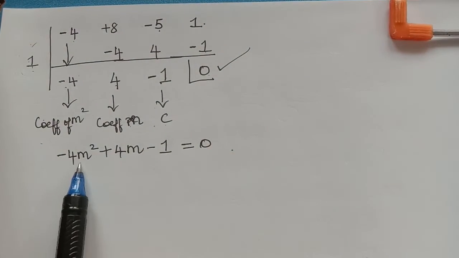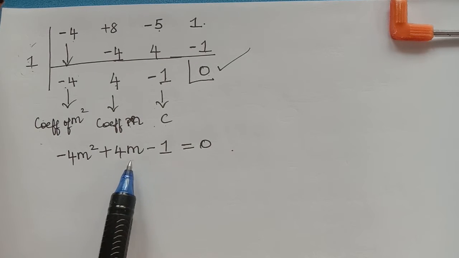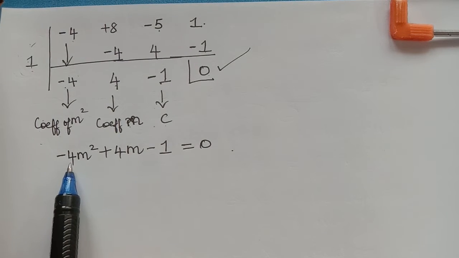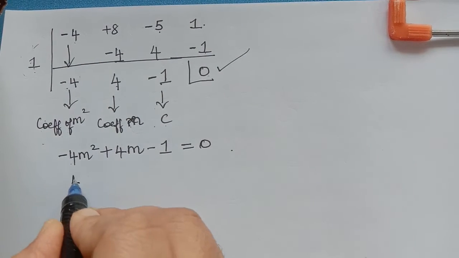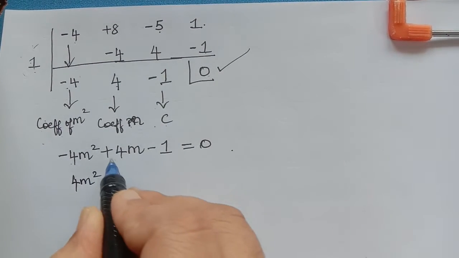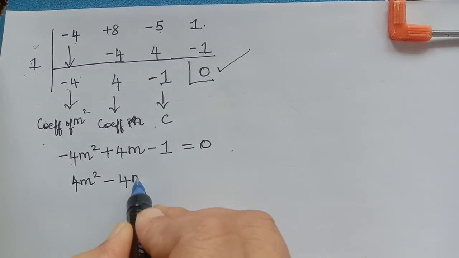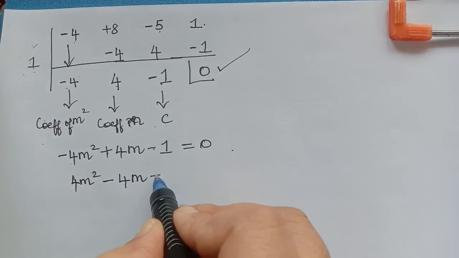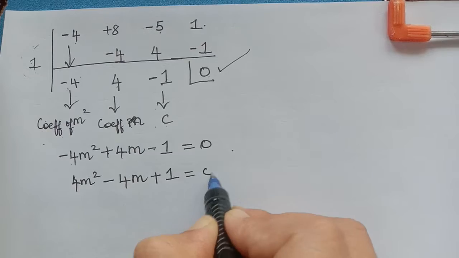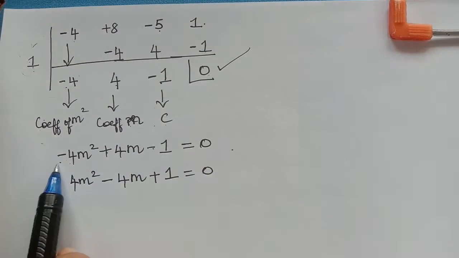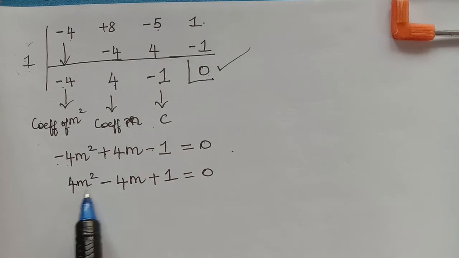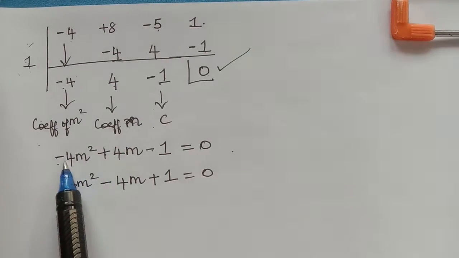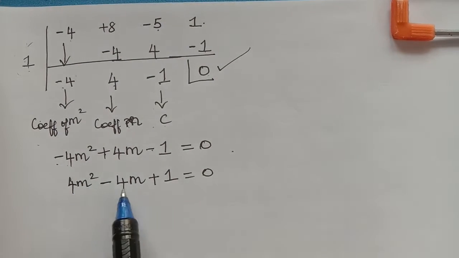Now we need to factorize this quadratic equation. First of all, we will multiply by minus 1 throughout. So this term will become plus. So 4m square. This will become minus. So minus 4m. Minus into minus will become plus 1 equal to 0. So I have multiplied minus 1 throughout the complete term in order to have this term as positive.